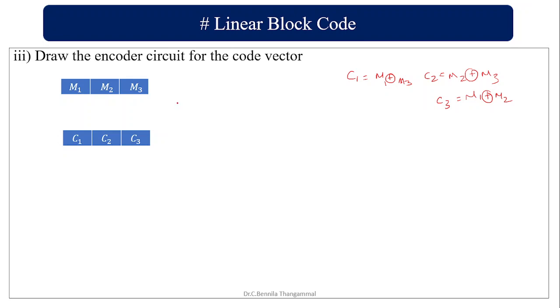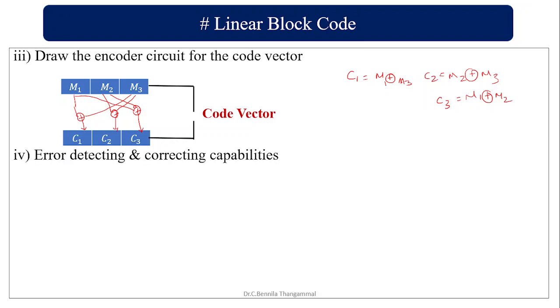So here we'll be getting your C1. How will you get your C1? M1, M3. You're going to get your M1 and then M3, perform your modulo 2 addition, and you'll get your C1. Similarly, C2 is M2, M3. So M2, M3 modulo addition will get you C2. Then for your C3, M1, M2 modulo addition will get you C3. So the combination of M3 and then your C3 will give you the code vector. This is the encoder diagram.